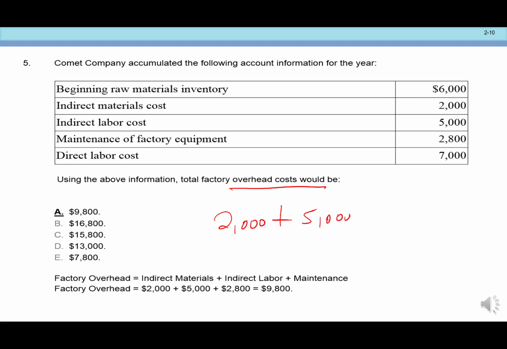This is too easy for you guys. I can't put this on the test. The finance and accounting department will come to me and say, what are you doing? Why is everybody getting an A? I can't have that, can I?